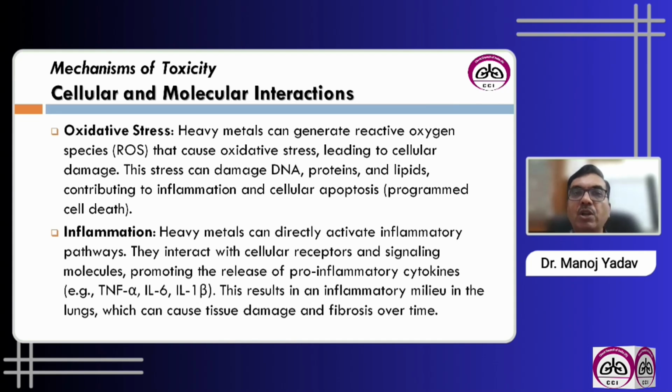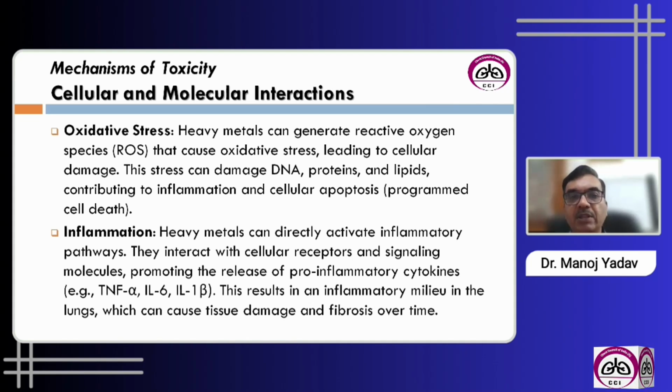So, cellular and molecular interactions may act by oxidative stress. So, heavy metals can generate reactive oxygen species, that is ROS, that cause oxidative stress leading to cellular damage. This stress can damage DNA, proteins, and lipids, contributing to inflammation and cellular apoptosis, that is programmed cell death.